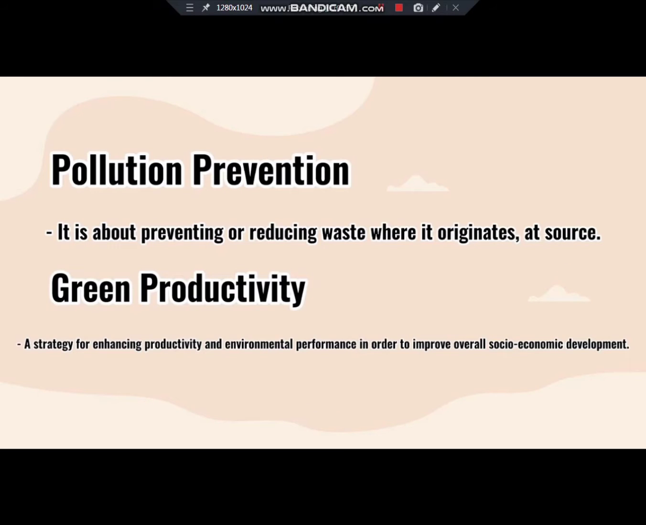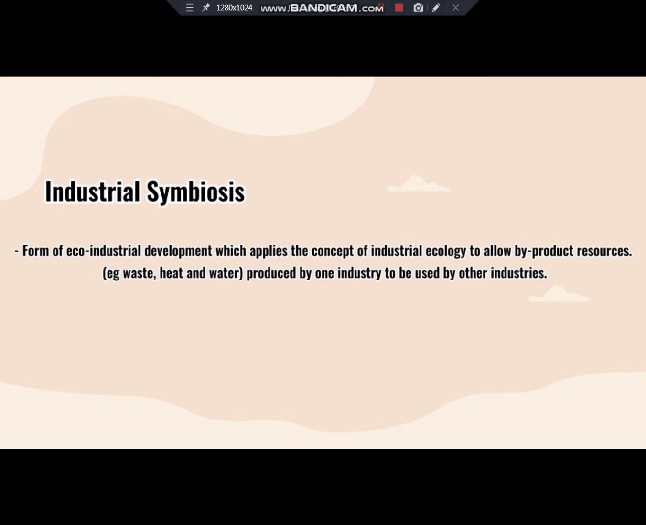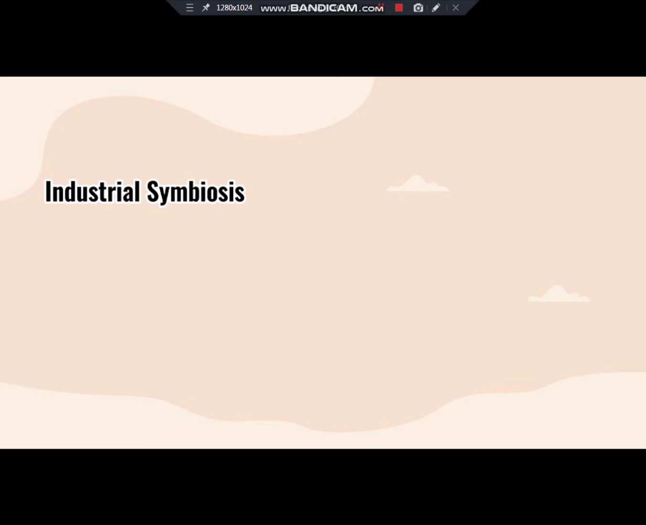Next is pollution prevention. It is about preventing or reducing waste where it originates, at source. Green productivity: a strategy for enhancing productivity and environmental performance in order to improve overall socio-economic development. Industrial symbiosis: a form of eco-industrial development which applies the concept of industrial ecology to allow by-product resources, for example, waste, heat, and water.